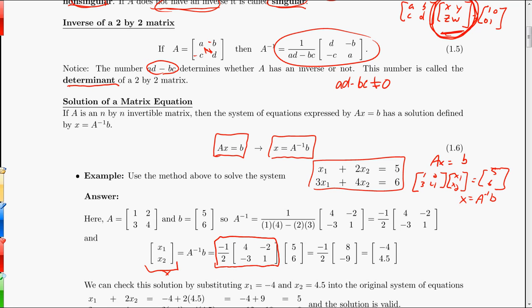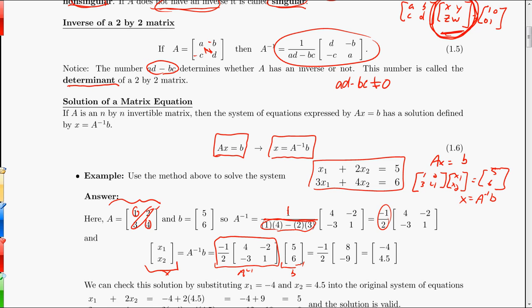Notice we start with A here. And we're going to switch these two. So I get a 4 and a 1, and I'm going to negate these two. So that's the matrix part. But then I have to multiply that by a number, which is 1 over the determinant, which is 1 times 4 minus 2 times 3. Right? So that's just 4 minus 6. Right? So that's a negative 2. So instead of putting a negative in the bottom, I get negative 1/2. So there's my A inverse.